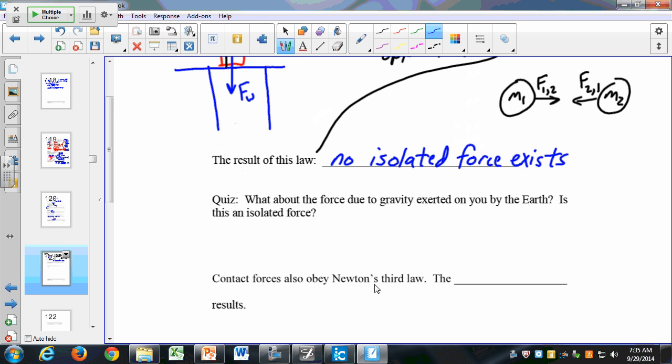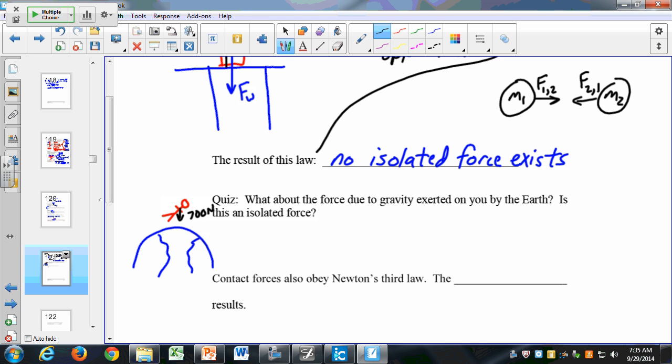Okay, so what about the force due to gravity exerted on you by the Earth? Is that an isolated force? Let's say that I'm not dealing with contact forces. This is the northern hemisphere, and let's say that I am suspended over the Earth. Say I have a weight of about how many newtons? About 700, yeah, so about 700 newtons. Is that an isolated force?